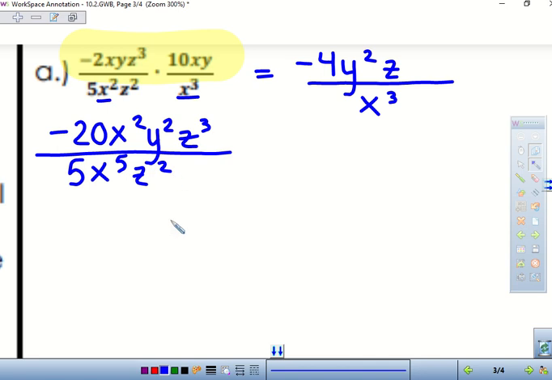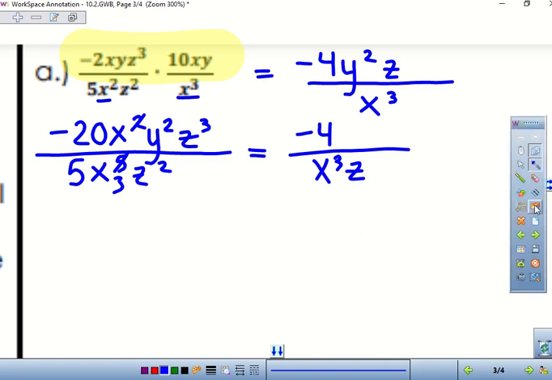Now I'm going to be able to just simplify this particular fraction. So this becomes negative 4, and then you see the x's? This is going to become x to the third right on the bottom because you subtract, right? And then the z's are going to cancel and just leave one z on the bottom, or on the top, sorry. And then the y is going to stay up top.